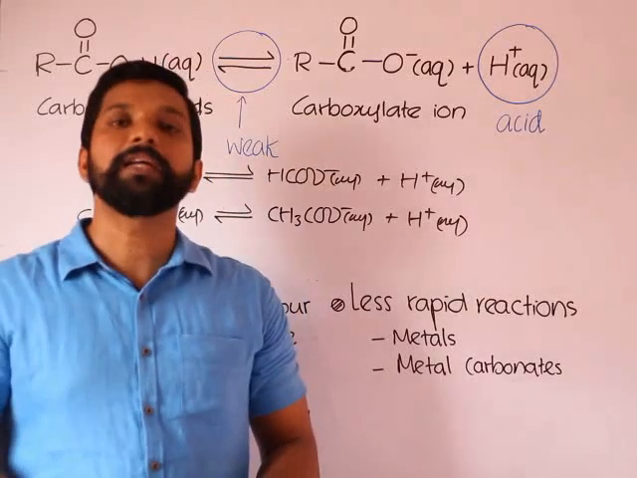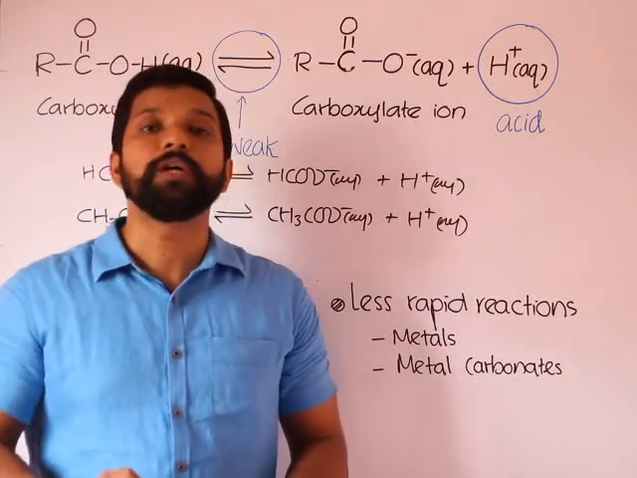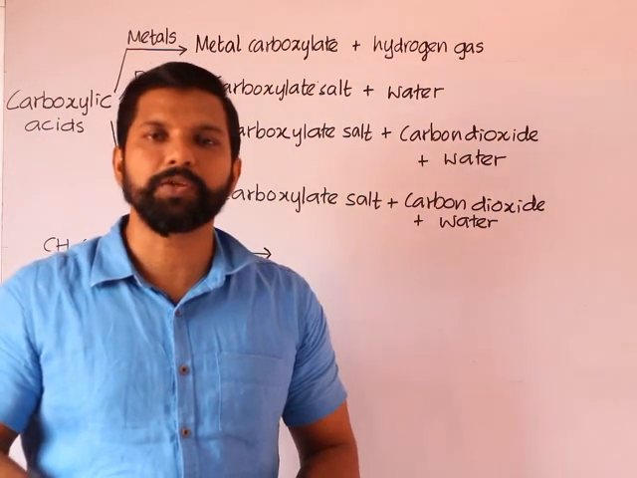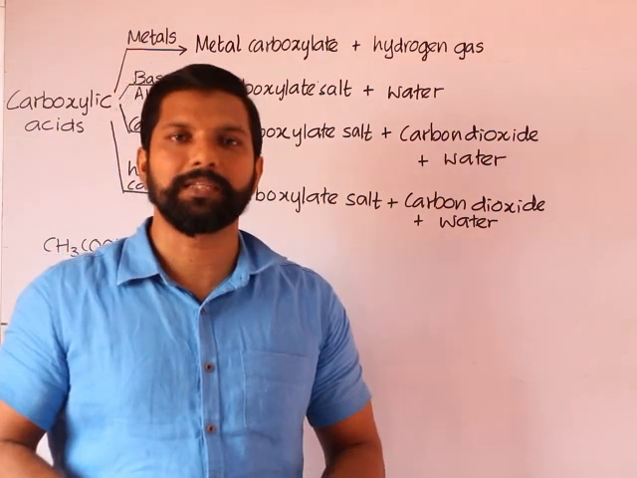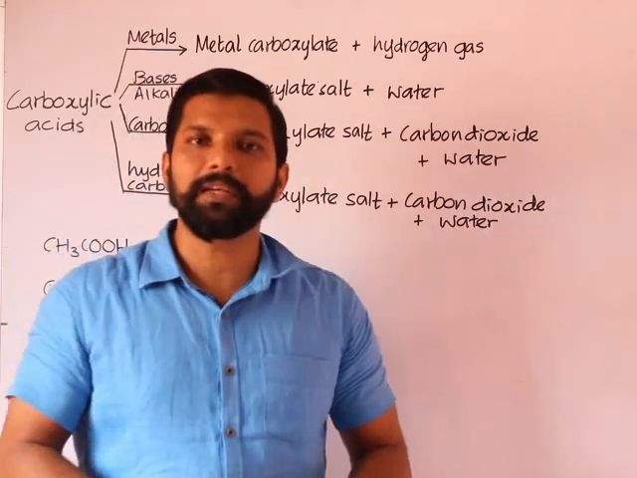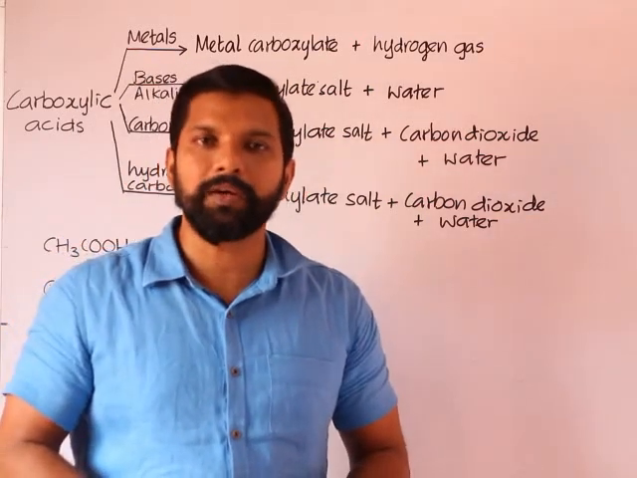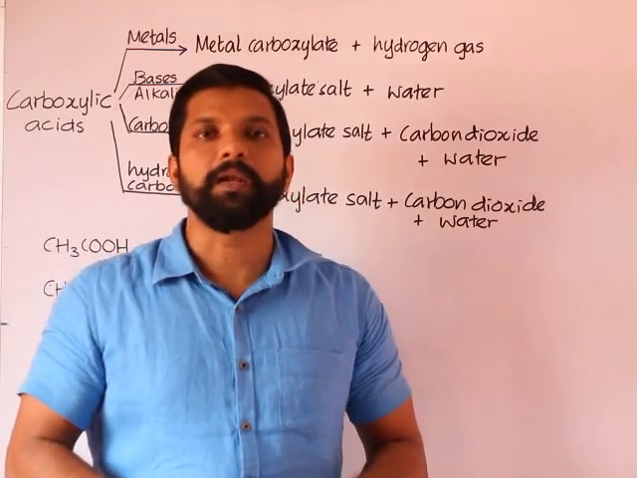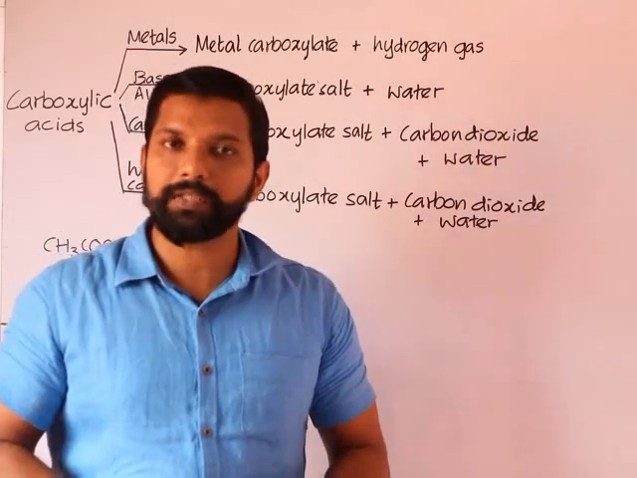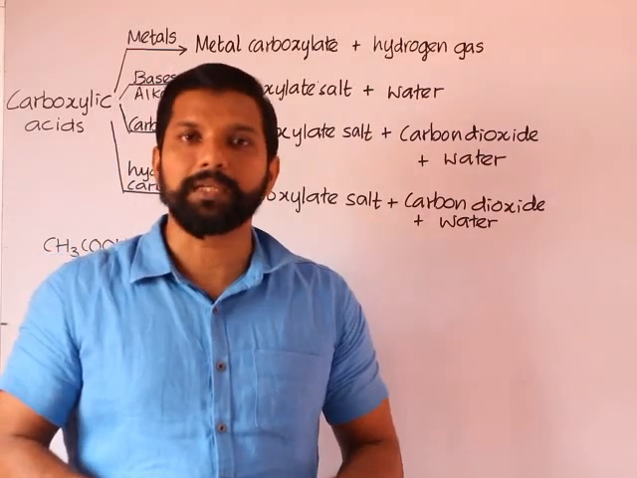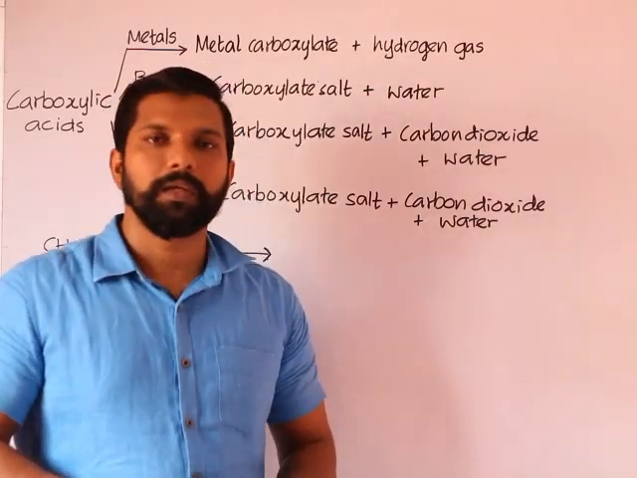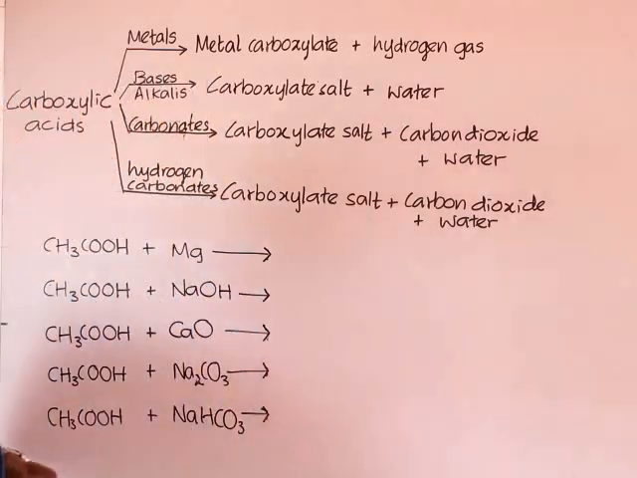Now we will see what reactions carboxylic acids do as an acid. Carboxylic acids show the typical properties of acids. Even though their reactivity is less compared to strong acids, they still can react with metals, metal oxides and metal hydroxides, metal carbonates, metal hydrogen carbonates, and even with metal sulfide. Now we'll see the reactions.